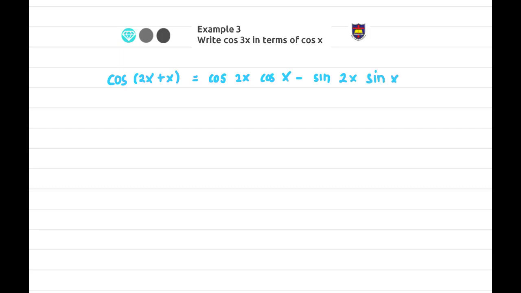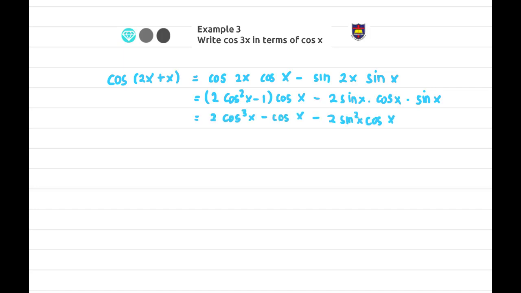After this, we will make all of the angles in terms of x. Use the double angle formula. The double angle formula is applied for cos 2x and sin 2x. Now we just need to simplify like this, but we don't want the sin square. So change sin square to cos square, and then rearrange.